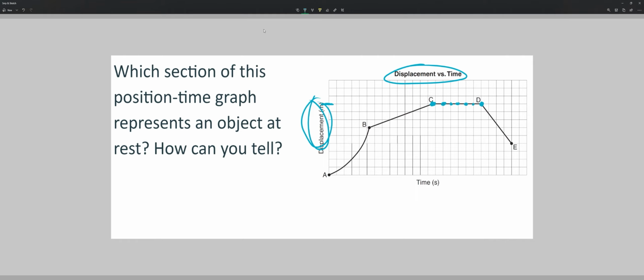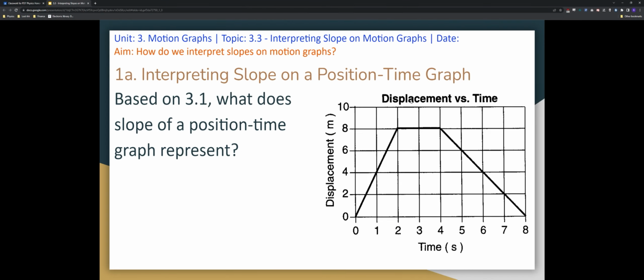I call this position because it is essentially position. Displacement is your position over time. So at each point in time here, each point on my line, I'm staying at a constant position. My position is constant here. So the answer is 1A. Now let's go to the next slide.